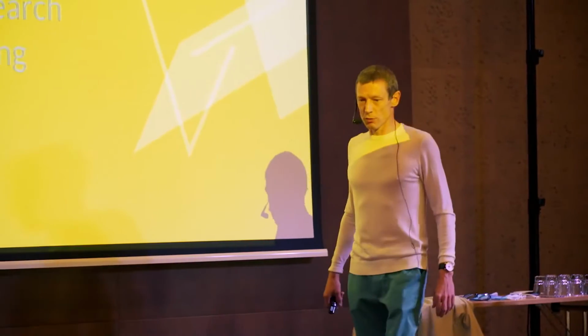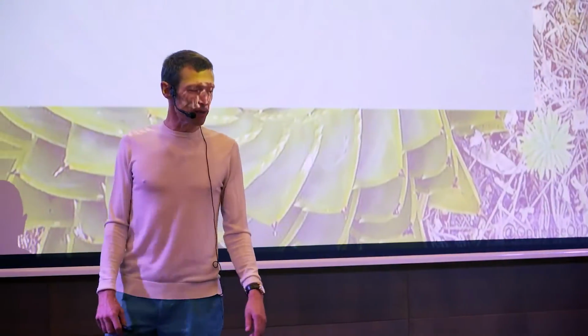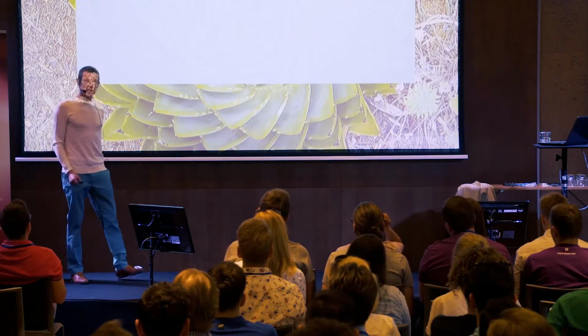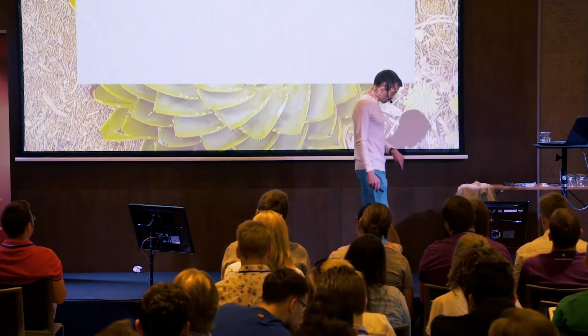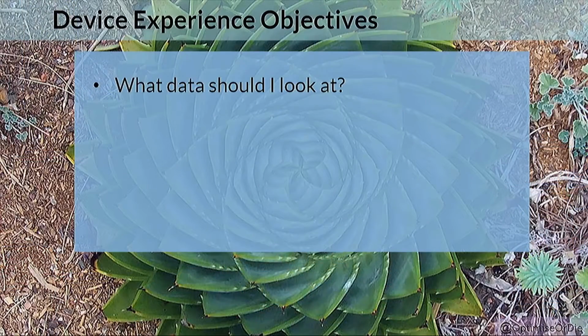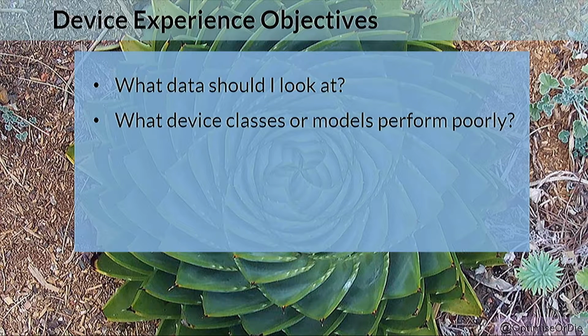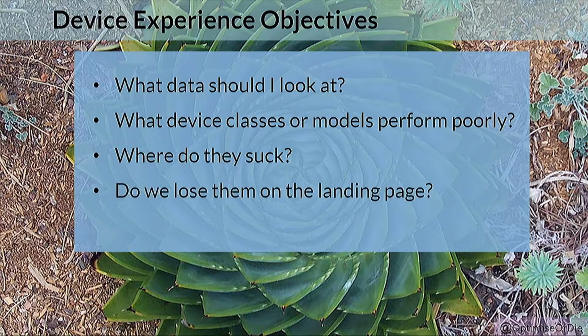So that's the groundwork. I'm not going to cover all of that, but it's all in the deck. So here's the device experience. If I'm segmenting the data in a site, looking for stuff, what are my objectives here? What am I looking for? What data should I look at here? Can I find devices, models, or browsers that perform really badly? Is there something definitely wrong with them? And where do they suck? Is it that I lose loads of mobile devices on the landing page, or is it somewhere deeper into the site?